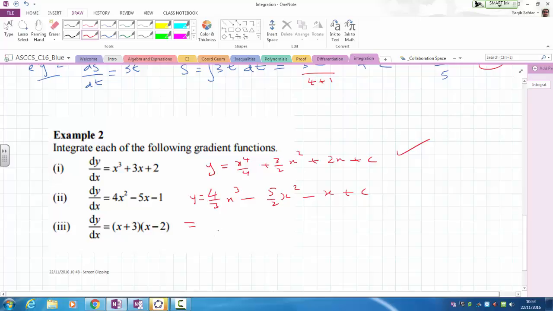Okay. Alana. Is that the third one? Yeah, I didn't get that one. Okay, who did? Hands up, who did? Okay, Jude. X cubed over 3. Okay, let's expand this out. So you get x squared plus x minus 6, and therefore y equals x cubed over 3 plus 0.5x squared minus 6x plus c. Okay, excellent.